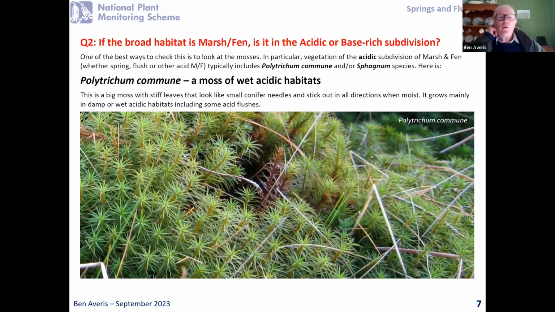So assuming now that you're in marsh and fen, which is going to be the commonest situation for any kind of flush or spring habitat, then are you going to be in the acid or base rich subdivision? Always going to want to know that. And what I've done here is pick out a group of species, quite a big group of species actually, that are ones that you can take note of to help you decide which of those categories you're in.